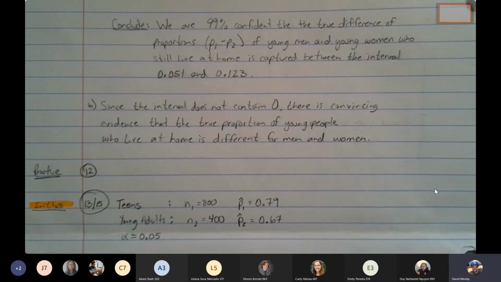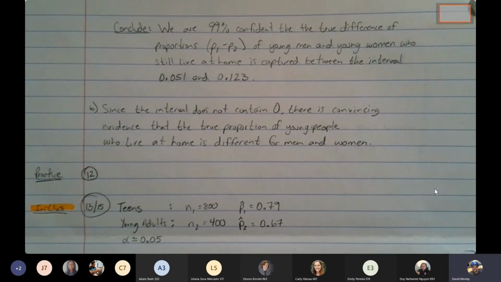Lastly, we have to make our conclusion and answer the last question. As a conclusion, we are 99% confident that the true difference of proportions, P1 minus P2, of young men and young women who still live at home is captured between the interval 0.051 and 0.123. That's our conclusion.